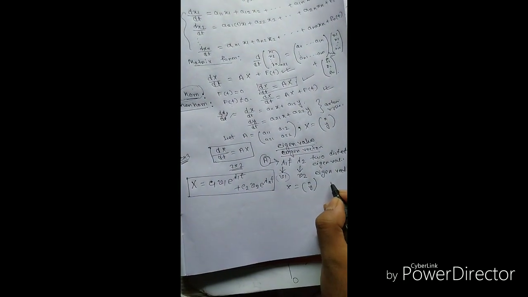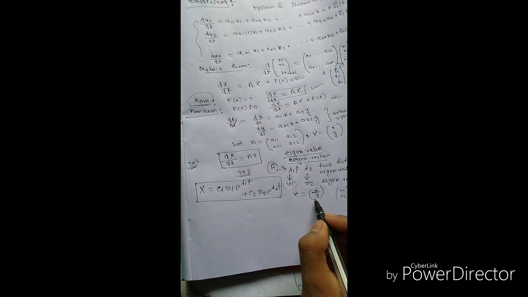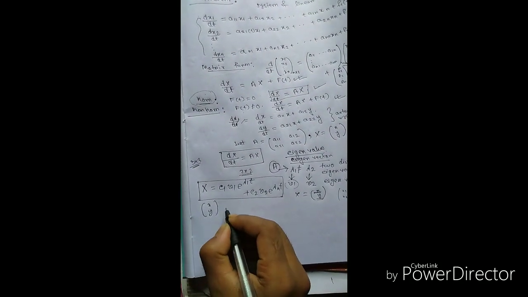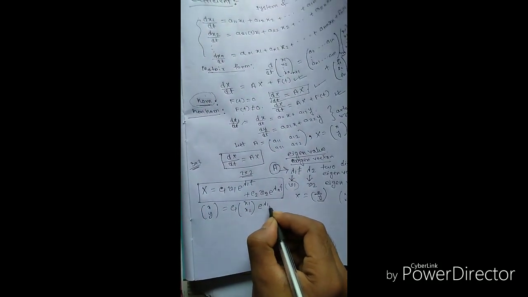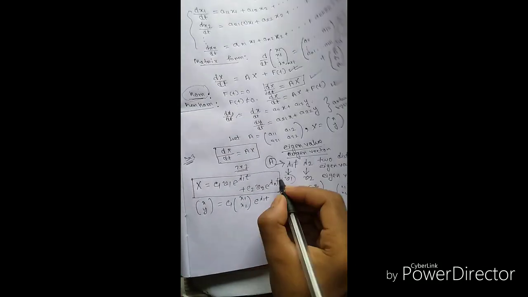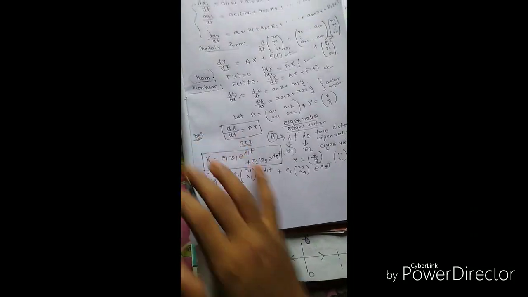What is x? x is (x, y), and v, suppose, is (x1, x2). Then we compare both sides to get the particular x and y. Suppose v1 is (x1, x2), multiplied by e^(lambda 1 t), and v2 is (x3, x4), multiplied by e^(lambda 2 t).